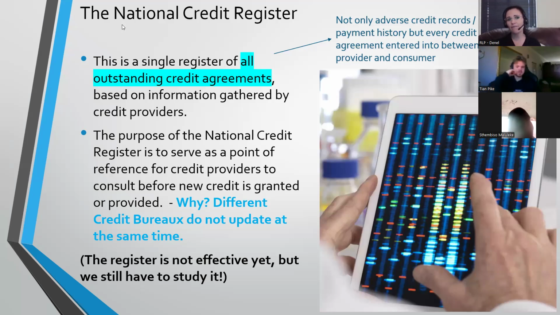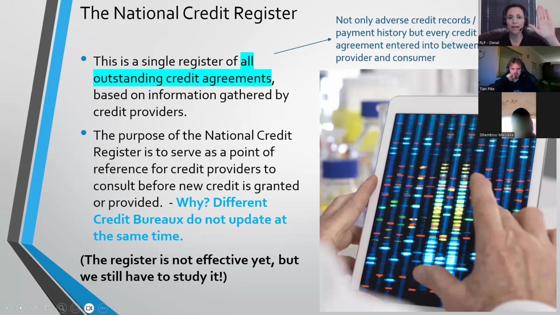Okay. This is the last topic before we take a break. Raise of hands. Have you ever heard of the National Credit Register? Just yes or no. Okay, cool. So, guys, what happens sometimes? We have different credit bureaus, right? And we know the job of the credit bureau is to check whether a consumer can afford more credit or not.